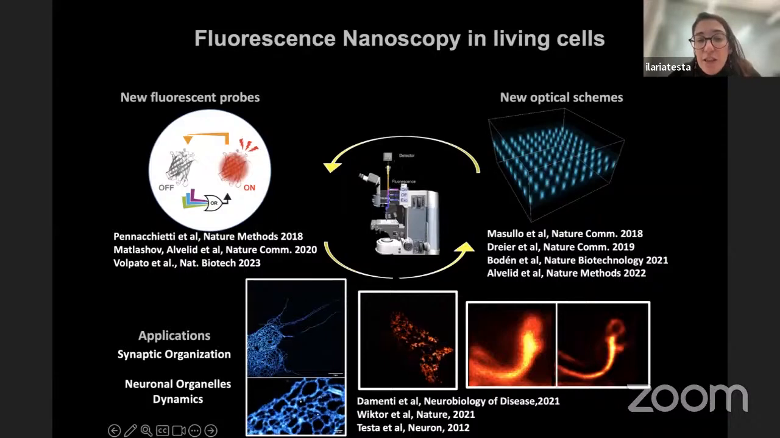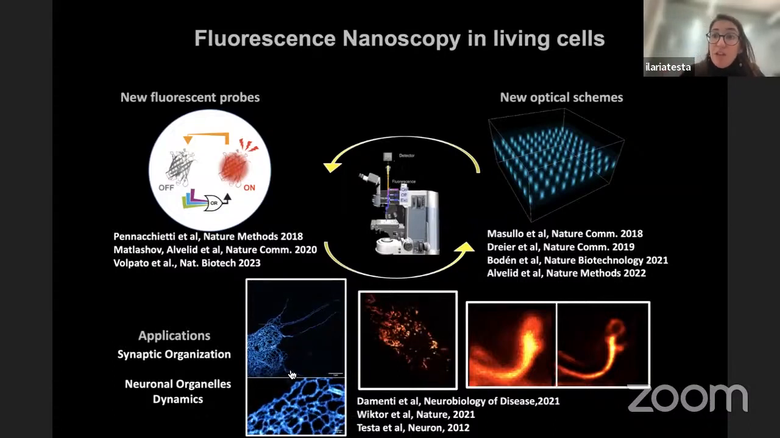And then eventually, we like to apply our new methodology to challenging systems. In our case, we chose neurons, which are challenging because they are primary cells. They're not that easy to treat compared to other systems. And we also like to look at them in 3D and dynamically, which poses additional challenges.